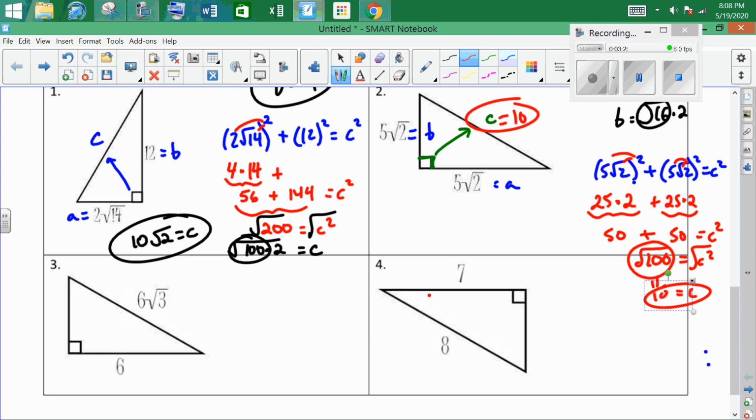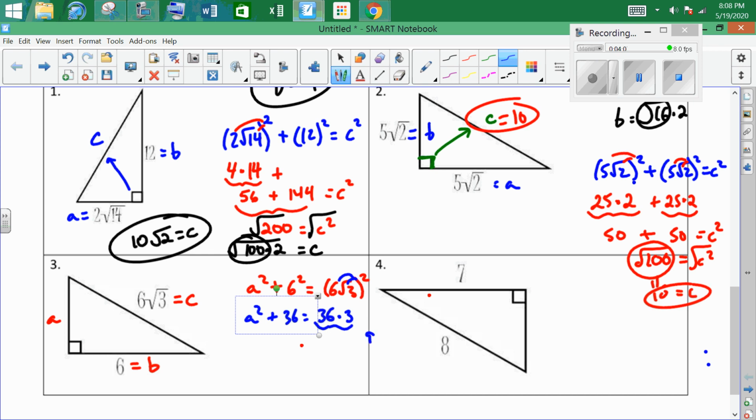Alright, number 3. Longer leg B here is 6. I don't know A, and I do know C. So A squared plus B squared equals C squared, in parentheses, squared. 6 squared is 36. Distribute this power, so that's 36. And then the square root of 3 raised to the power of 2 only gets rid of the square root. 36 times 3: 30 times 3 is 90, plus 6 times 3 is 18, so 90 plus 18 is 108.